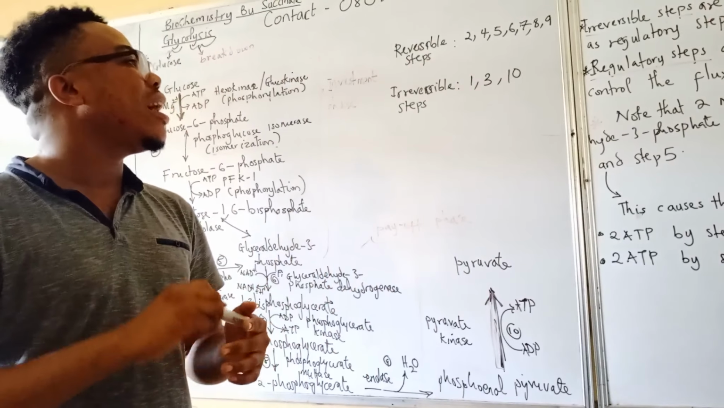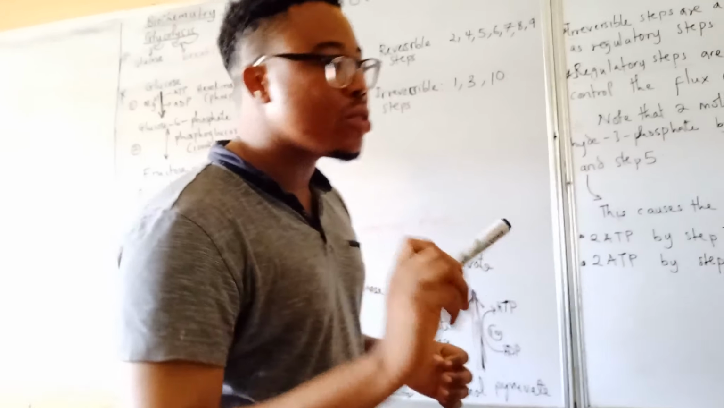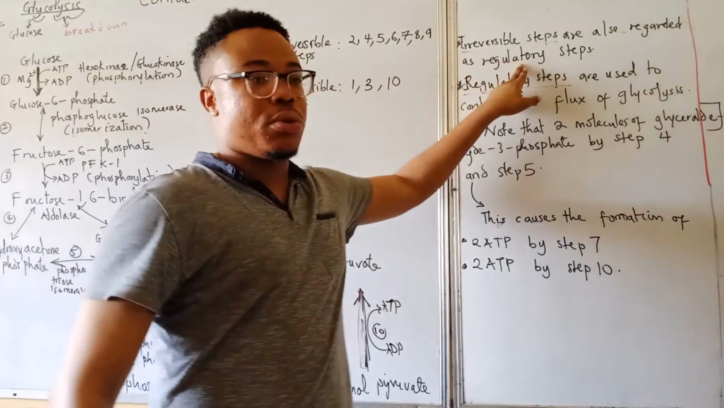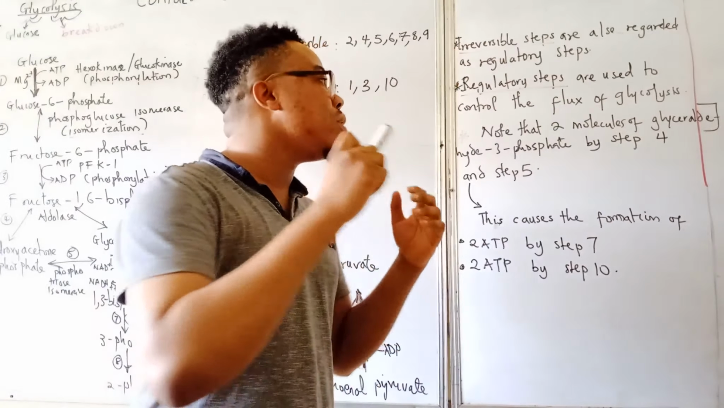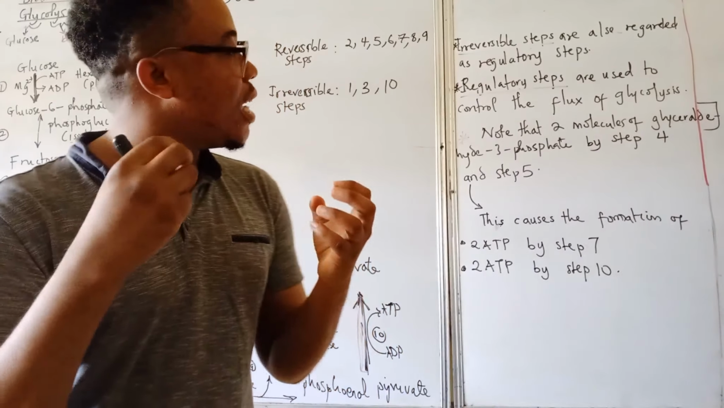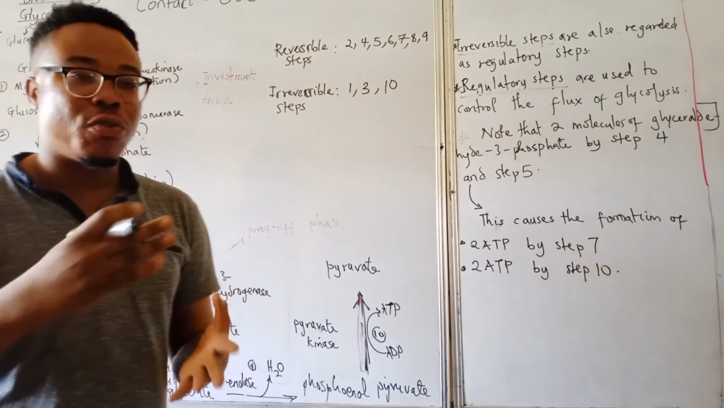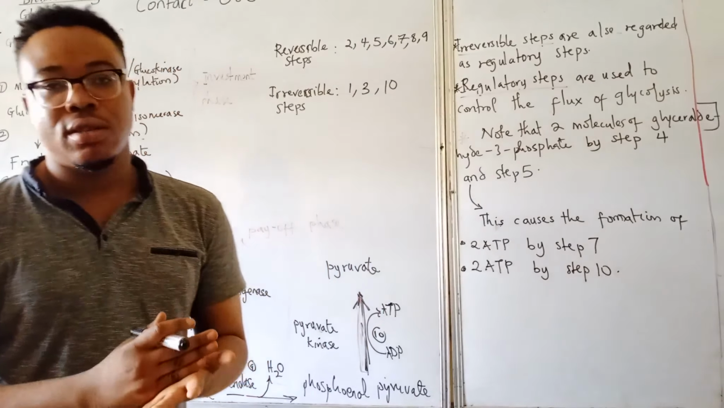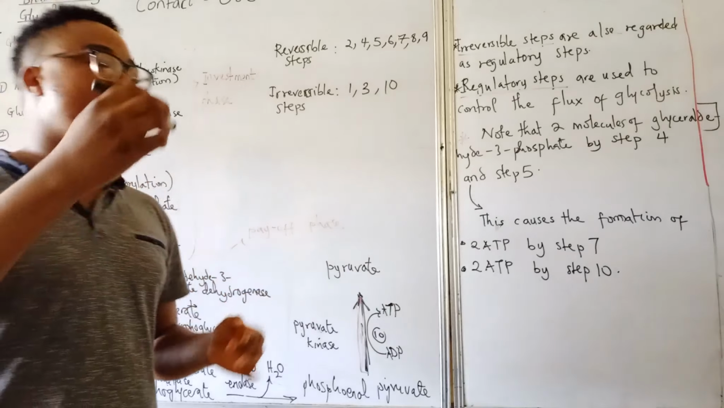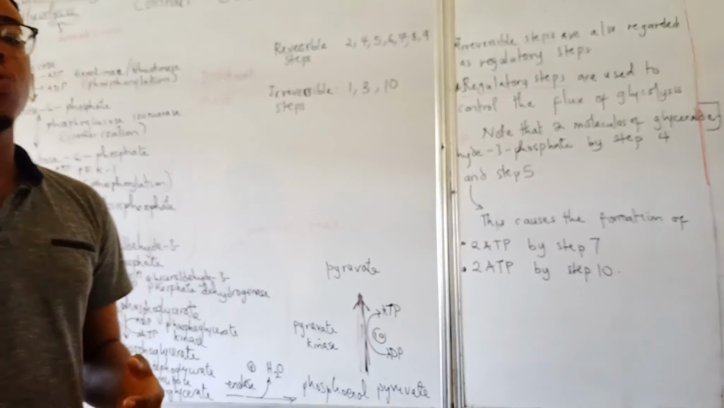Please take note. And also, the irreversible steps are also known as regulatory steps. From the term regulatory, it means these are steps whereby the rate of the pathway is regulated or controlled. So these are the three steps whereby the flux of glycolysis is controlled.